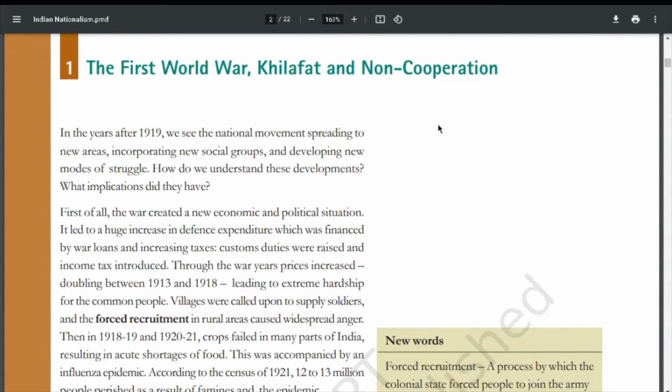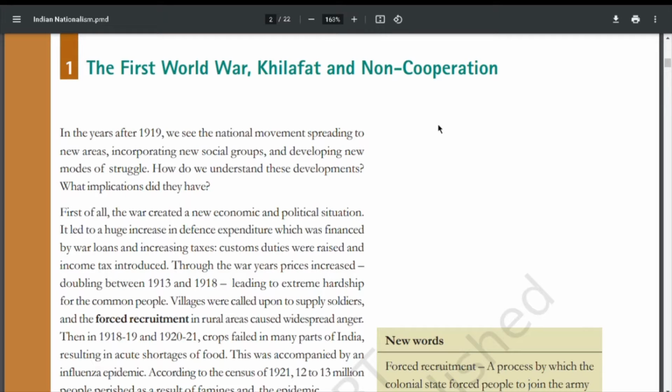1. The First World War, Khilafat and Non-Cooperation. In the years after 1919, we see the national movement spreading to new areas, incorporating new social groups and developing new modes of struggle. How do we understand these developments? What implications did they have?